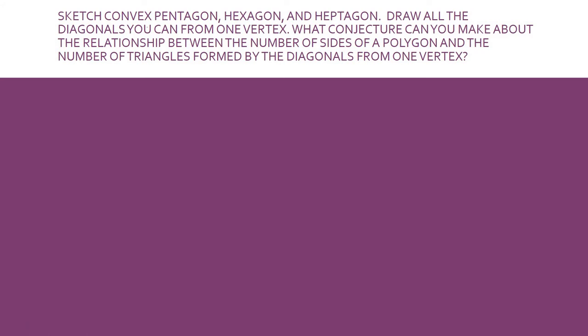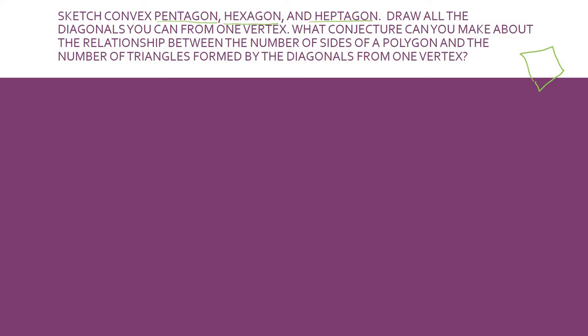I want you to sketch a convex pentagon. Convex, remember again, is the kind where all the sides go the same direction, nothing sticking in. Sketch a convex pentagon, hexagon, and heptagon. Draw all the diagonals you can from one vertex. What conjecture can you make about the relationship between the number of sides of a polygon and the number of triangles formed by the diagonals from one vertex? So turn off the video for a minute.